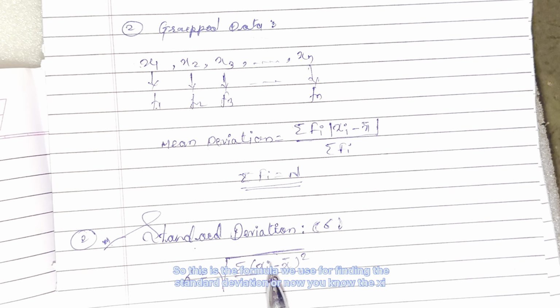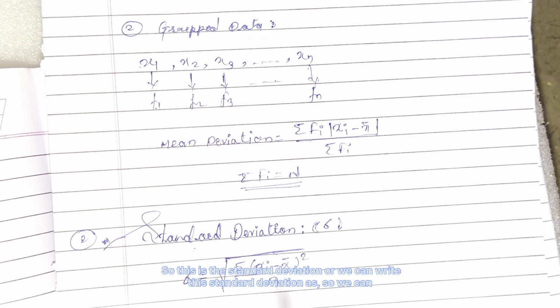Here xi means all the values x1, x2, up to xn, these n numbers that are given. And x bar is the arithmetic mean, that is, the summation of all xi divided by n. And n means the number of observations given. So this is the standard deviation.